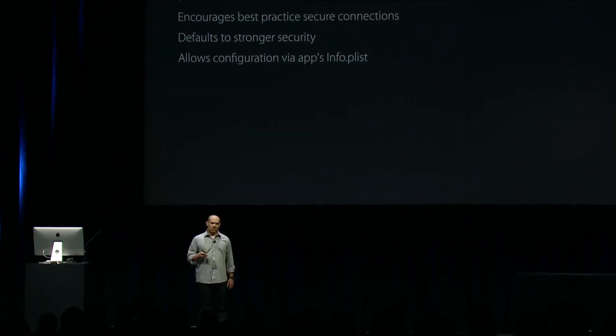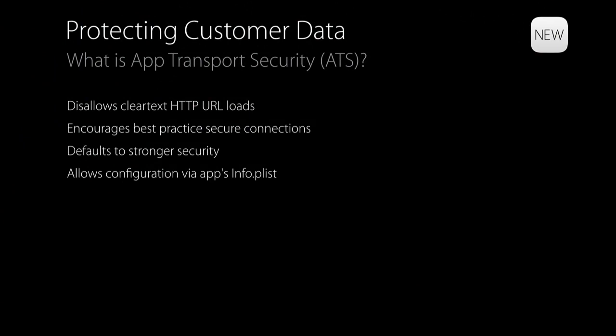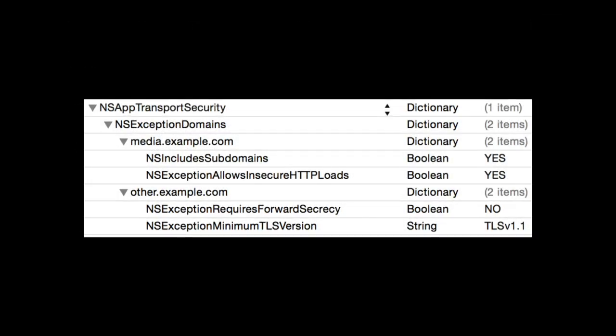Now, ATS also strengthens the default policy of NSURLSession. And perhaps the most important aspect of that strengthening is that now NSURLSession, by default, will disallow clear text HTTP loads and only use HTTPS connections. The connections that it does make use today's best practices. So ATS places restrictions on TLS versions, cipher suite use, certificate trust, and certificate key sizes that are used in that transaction. Now, ATS is simply configured via your app's Info.plist.